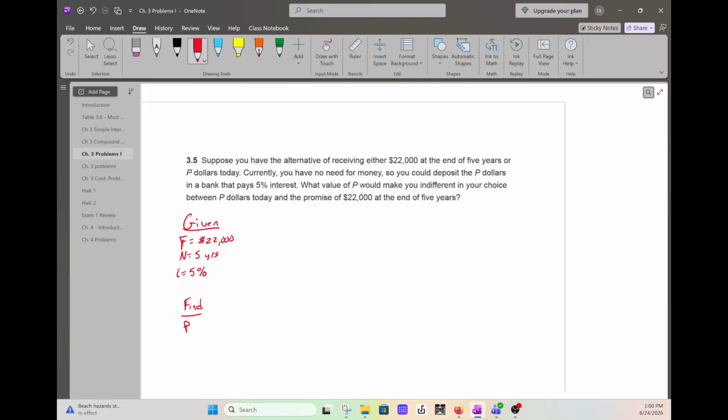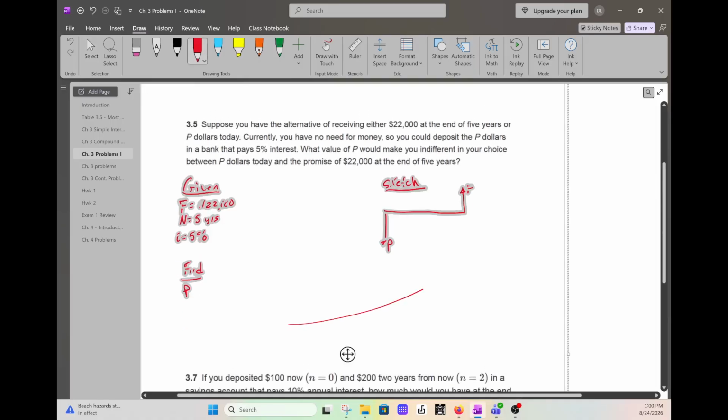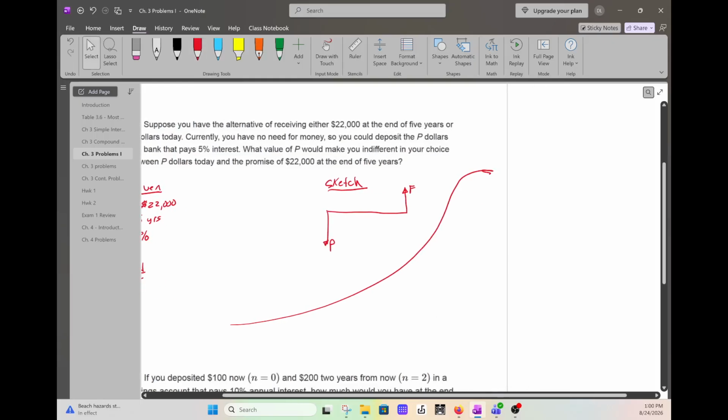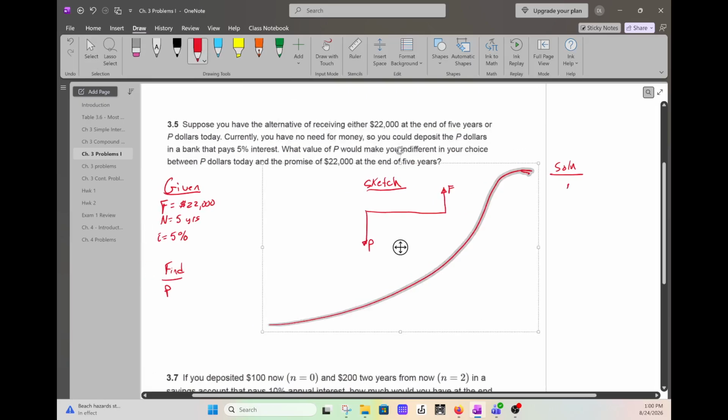Here's our sketch. We're going to deposit, and then we're going to go up. P. I'm going to do the solution over here because I put another practice problem there. So we're going to find P.